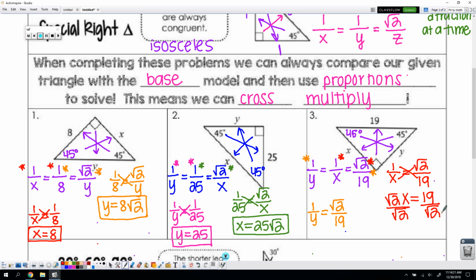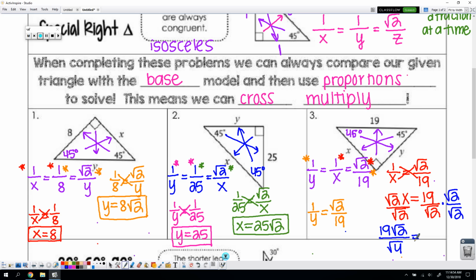Now what we need to remember is what we did on our warm-up. So our warm-up, if we had something in the bottom that was a radical, you multiply by exactly that number on the top and on the bottom. So the square root of 2 and the square root of 2. Now I'm going to bring this down. So I have 19 square root of 2 over, what is the square root of 2 times the square root of 2? Good, it's the square root of 4.